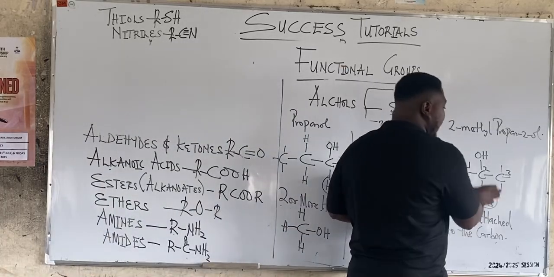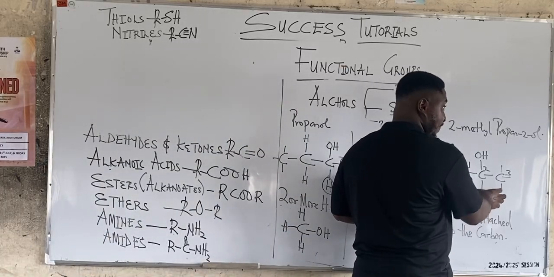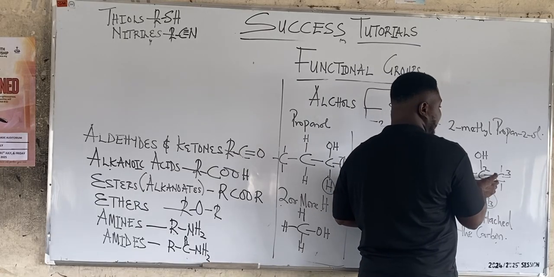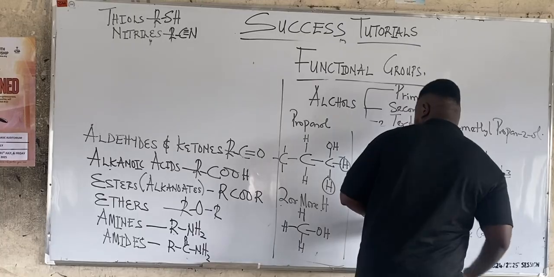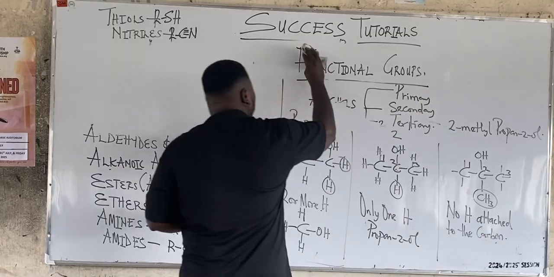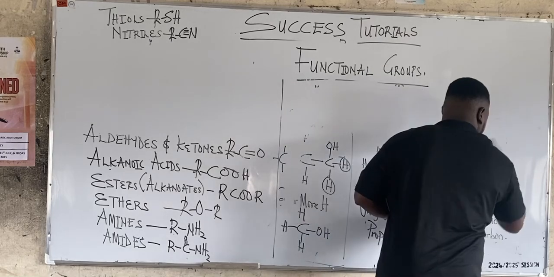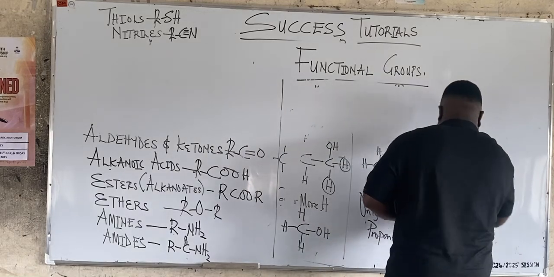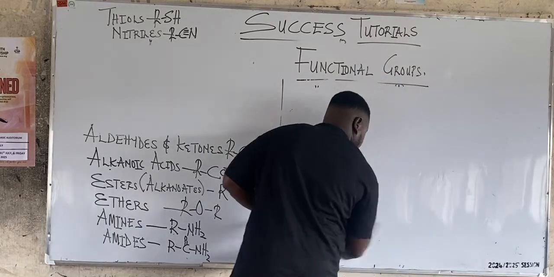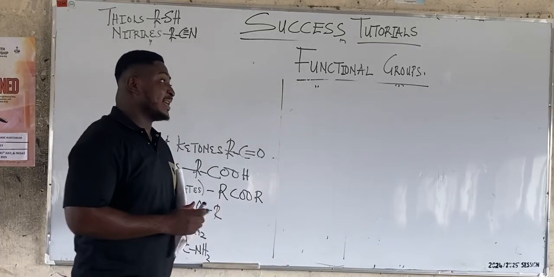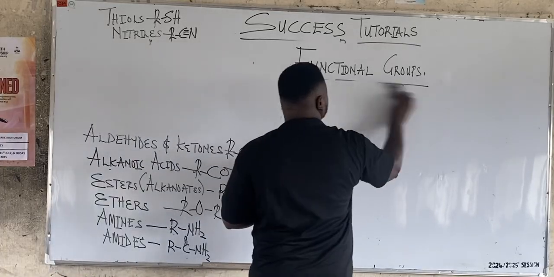Why do we say 2-methyl? Because this is a branch. It's not part of the chain, and it's attached to the second carbon. But there's an OH on the second carbon too. 2-methylpropan-2-ol. Now let's go to aldehydes and ketones. Aldehydes and what? Aldehydes and ketones last. Follow this.